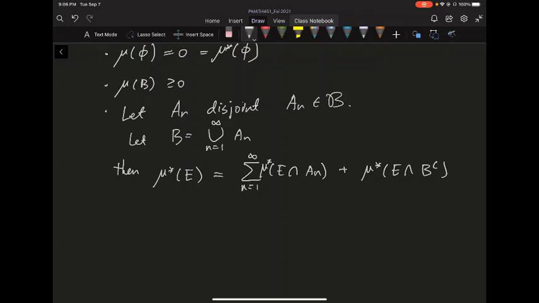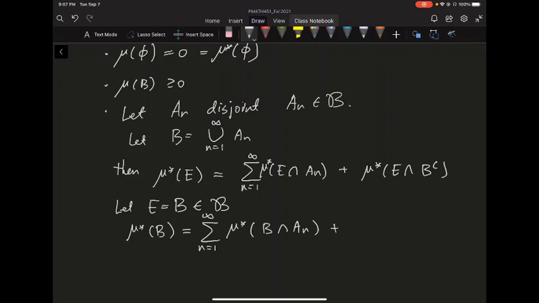So how about let's just pick E to be B, because we want to know what's the μ* of B, or μ of B. So let's let E equal B. Well, we just showed the collection is a sigma algebra, so this B, being a countable union of the elements that are in the sigma algebra. So the μ* of B, based on this calculation, let's replace all the E by B. So I have this is equal to this infinite sum of μ* B intersect each one of the A_n, plus the μ* of B intersect B complement.